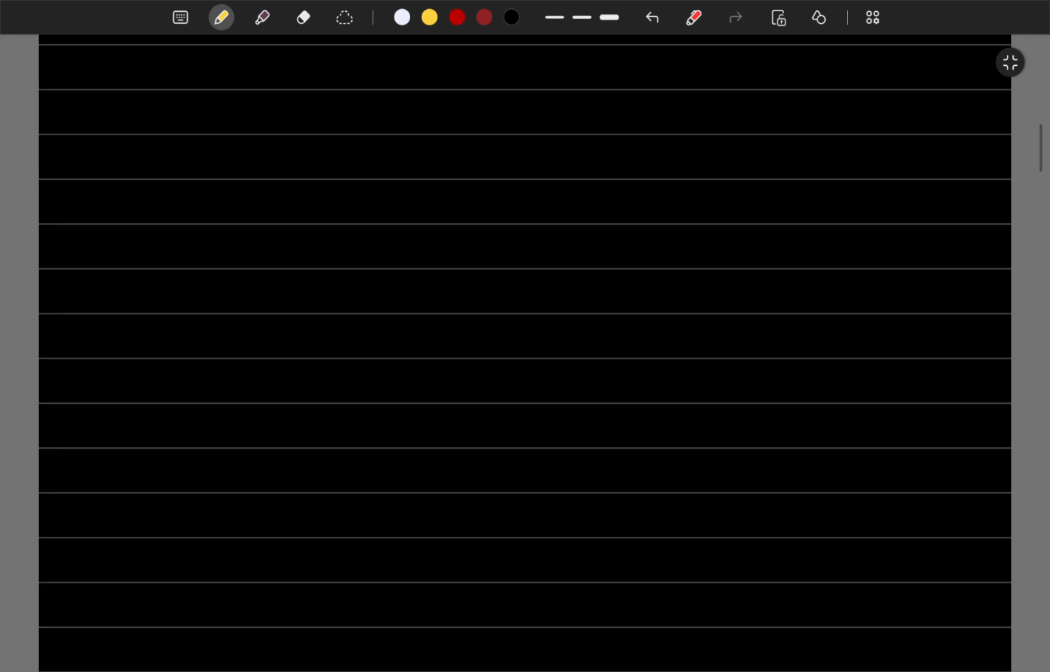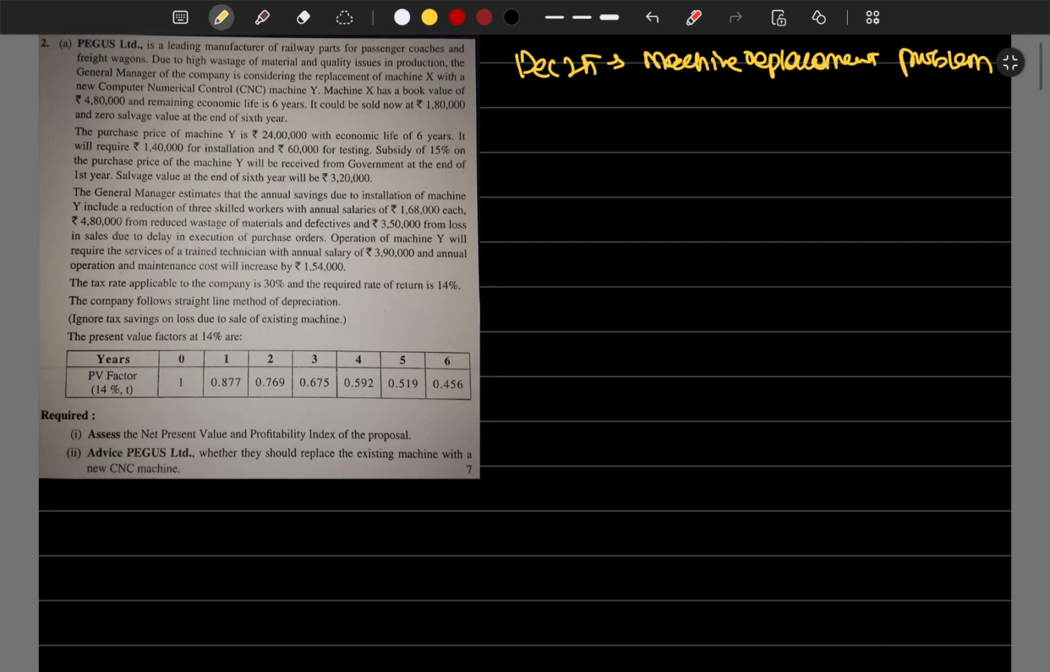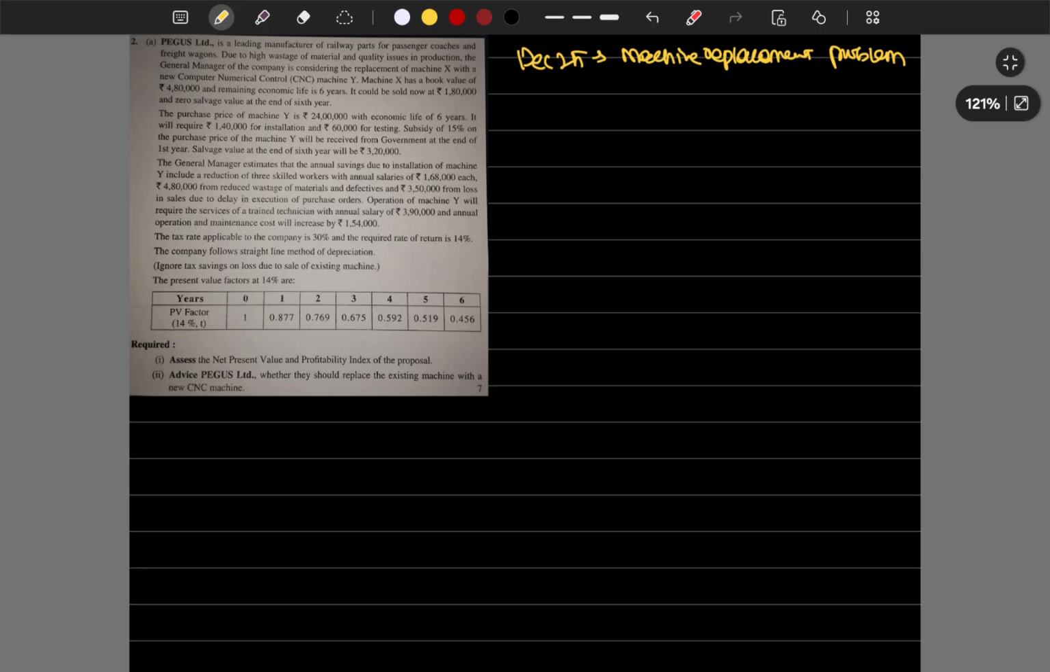Lease decisions are simple, but when it comes to machine replacement, it will take some time because of the structure. Okay, so what we are saying: Pegas Limited manufacturing something. Due to high wastages, the general manager is considering the replacement of machine X with the machine Y.